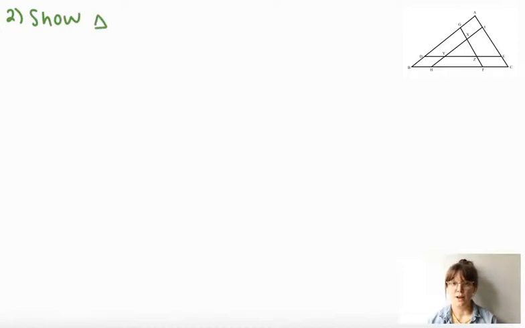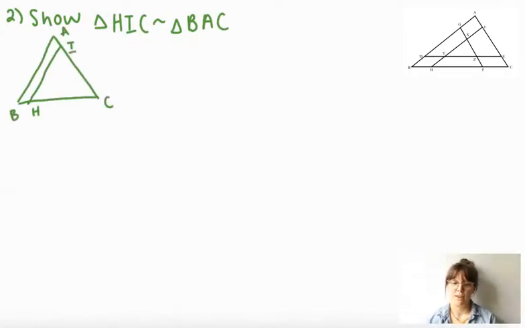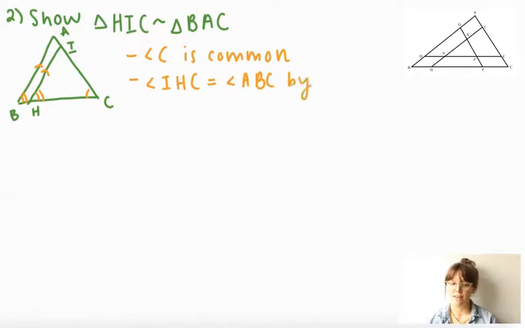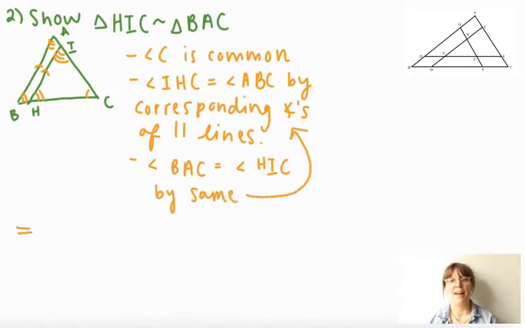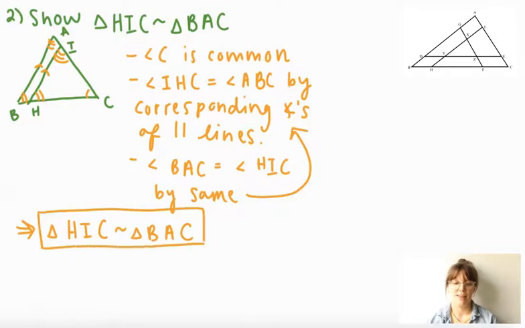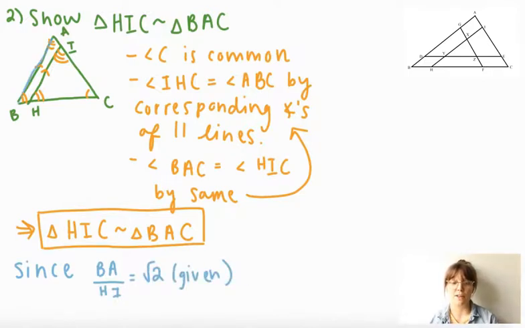Alright. Let's show that triangle HIC is similar to triangle BAC. To prove that this is true, we can say that angle C is common. They both share this angle. We can also say that angle IHC is equal to angle ABC, since, once again, BA is parallel to HI. Thus, those two angles are corresponding angles of parallel lines. And by the same logic, we can say that angle BAC is equal to angle HIC. Once again, by angle, angle, angle, we can deduce that triangle HIC is similar to triangle BAC. And once again, since we're given at the start that BA on HI is equal to root 2, we can also say that BC on HC is equal to root 2.